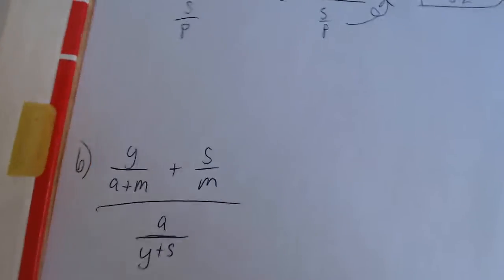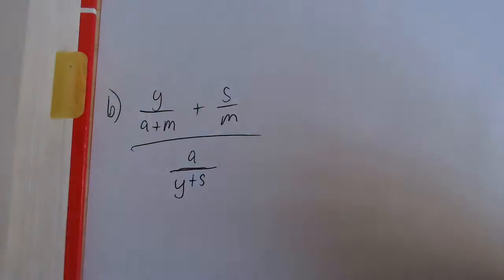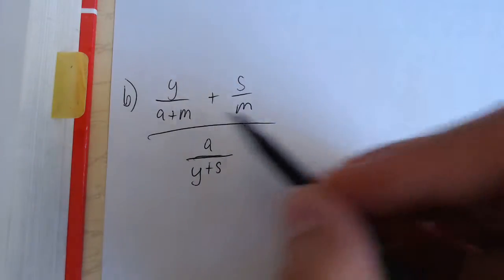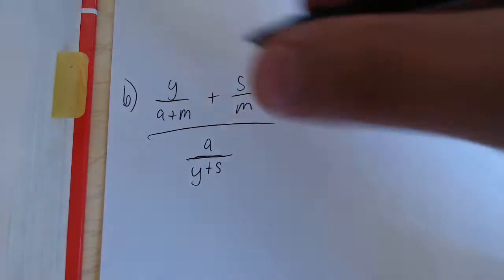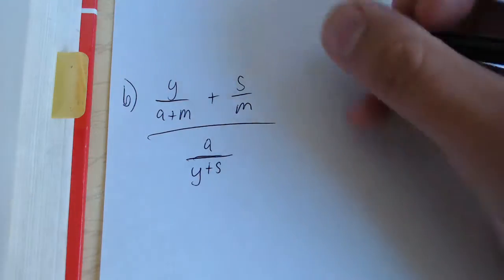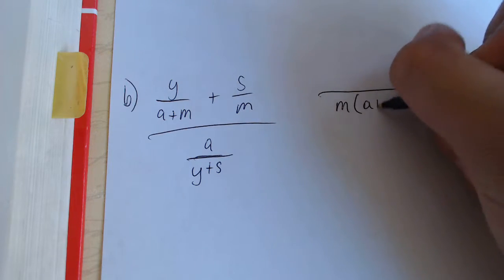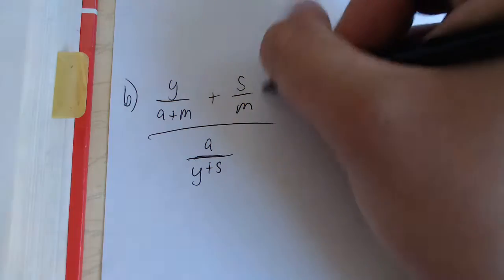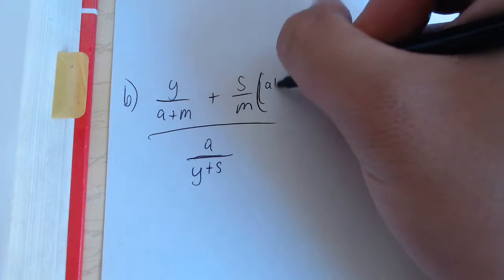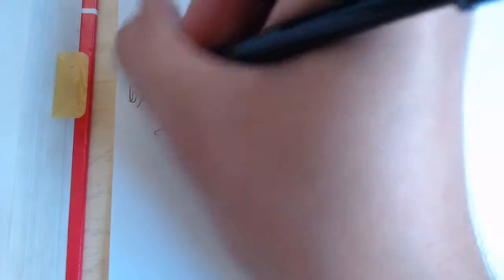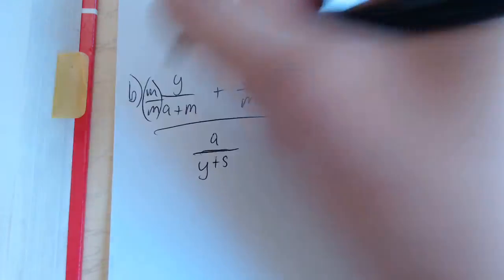B is a little more tricky because we have a more complex denominator. Again, we want to simplify this numerator because it's a polynomial of terms. And we see that our common denominator is going to be m parentheses a plus m. So to get to that, we multiply this one by a plus m over a plus m. And this one we're going to multiply by m over m.